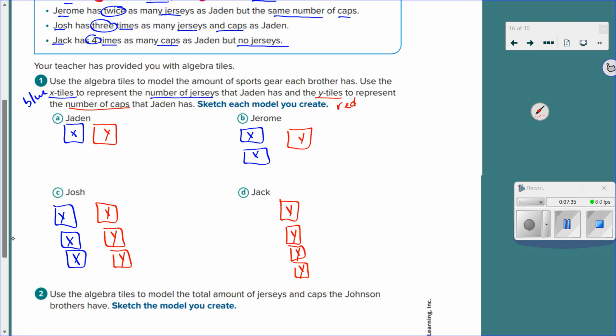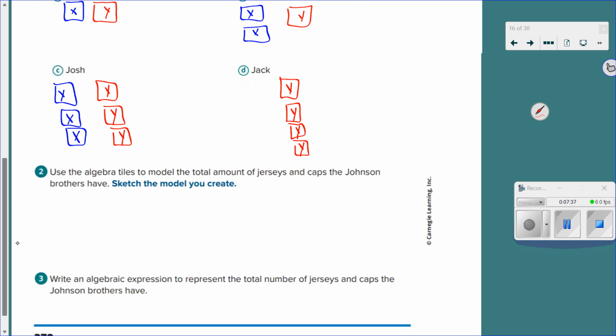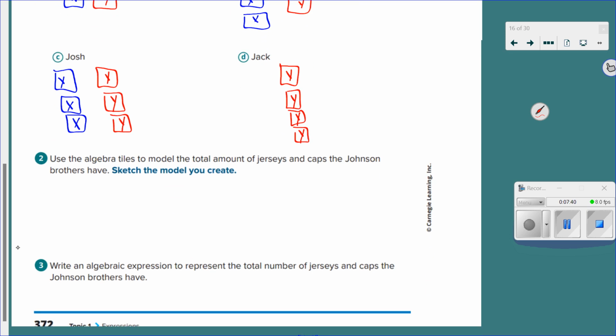Okay, so our next ones are putting those together. How many of you were able to do 2 and 3? Raise your hand. Okay, so I'll give you guys a couple more minutes. Now that you've got all of that, do 2 and 3 on your own.